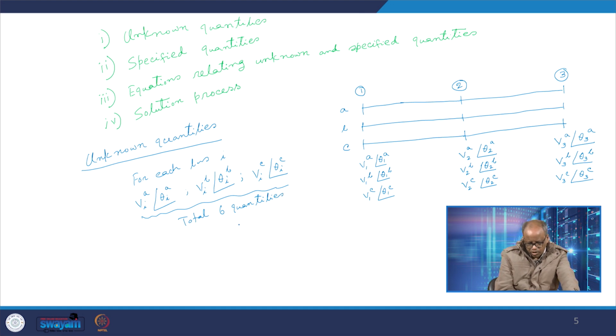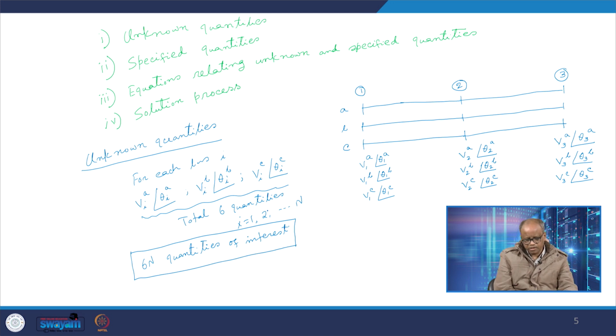And for i, i goes from 1 to n. So therefore there are a total of 6n quantities of interest. So we have to know by some means these 6n quantities, and if we know all these bus voltage magnitudes and angles, we would be able to calculate any other quantity.